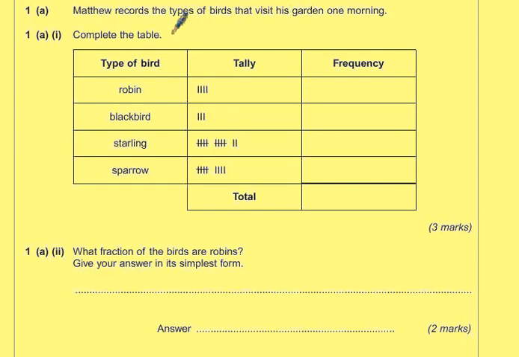Question 1, Part A. Matthew records the types of birds that visit his garden one morning. Complete the table. So robins, we've got 1, 2, 3, 4 tally marks, giving a frequency of 4. Blackbirds, there are 3. Starlings, there are 5, 10, 12. And the sparrows, 5 add 4 is 9.